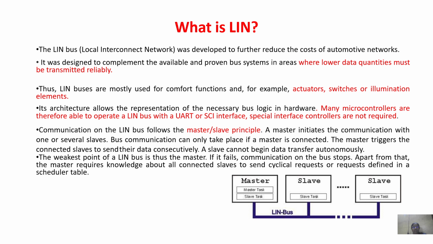So the LIN bus follows the master-slave principle. A master initiates a communication with one or several slaves. Bus communication can only take place if a master is connected. So the master triggers the connected slaves to send the data consecutively. A slave cannot begin the data transfer autonomously.